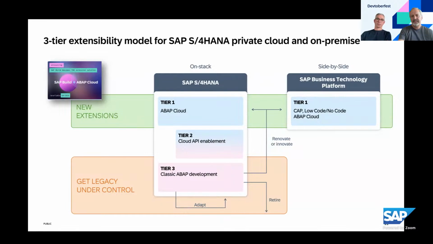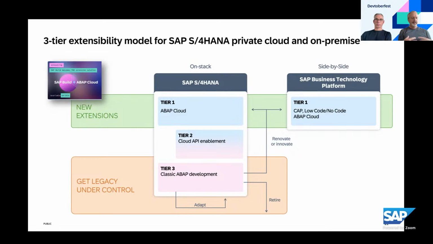The second arrow is renovate or innovate. If you have a clear business case that one of the extensibility scenarios which you have in tier number 3 shall be modernized, it shall run on mobile, you have a totally extended use case, so more or less you want to rewrite it, then please do it in tier 1, not again in tier number 3. But that's business case driven. And last but not least, we have adapt.